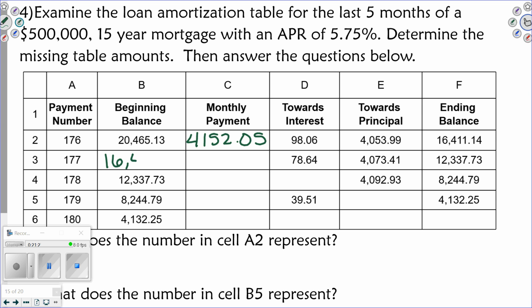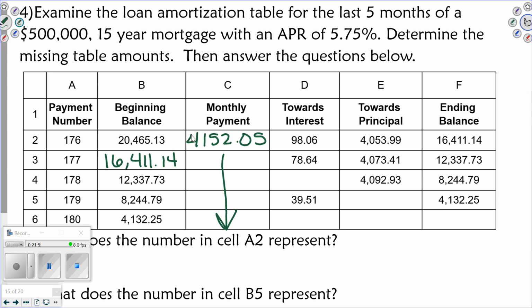So 16,411.14. What do we know about the monthly payments? They stay the same. Look, I can be lazy. That's the same. All right? If you do this, totally fine. You can be lazy. I know some of you, that's going to really bother you, and you're going to write in every box. I get it. But I'm lazy, so that's what I'm doing.